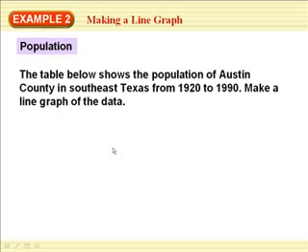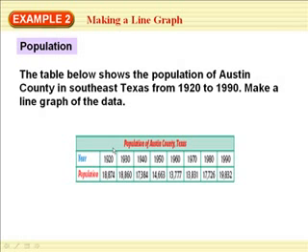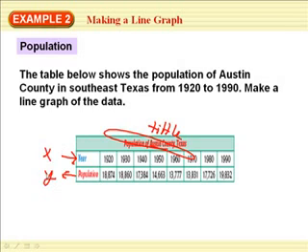Making a line graph. The table shows the population of Austin County in southwest Texas from 1920 to 1990. Make a line graph of the data. So here we have, usually this part right here is what I use for the title. Okay, the year goes on the x-axis. The population goes on the y-axis.